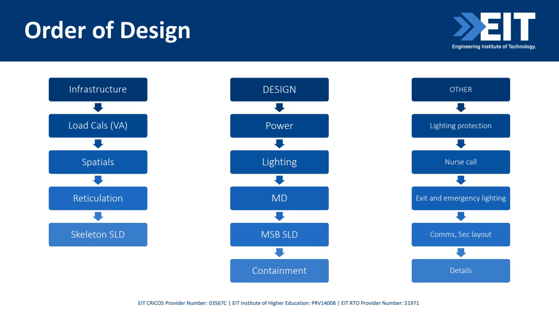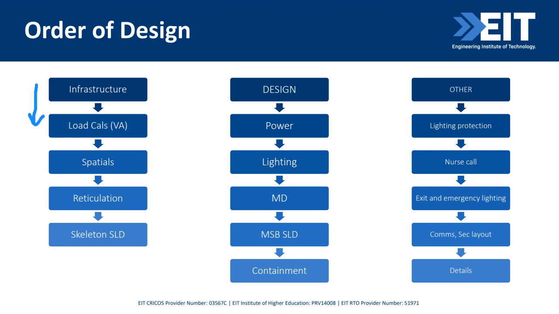First of all is your infrastructure. So this is things like switchboards. What we like to do for our infrastructure is the first step is always the load. Where do we start? What load do we need? That will tell you how many switchboards you would need, or maybe you need a substation with a transformer.